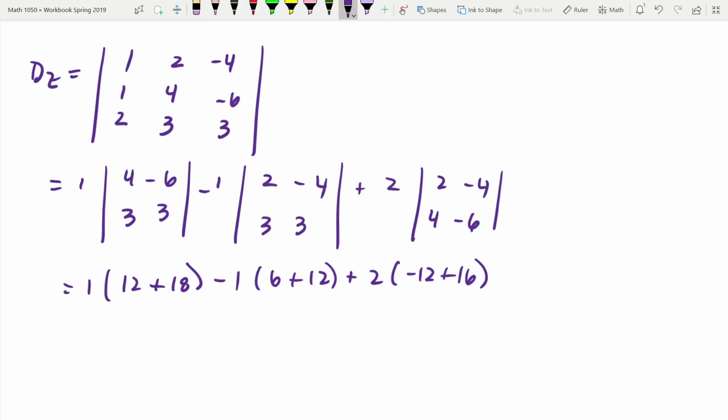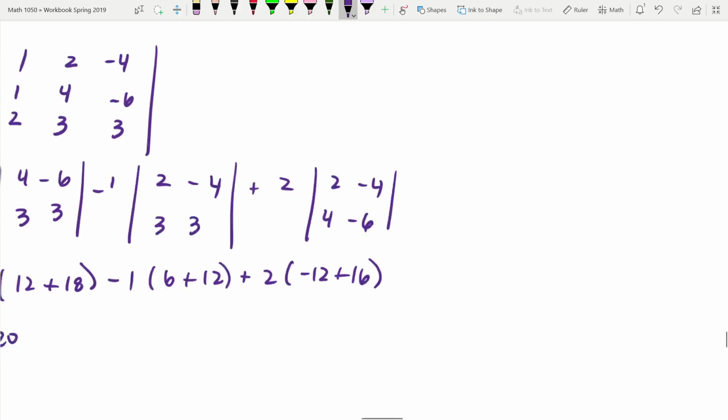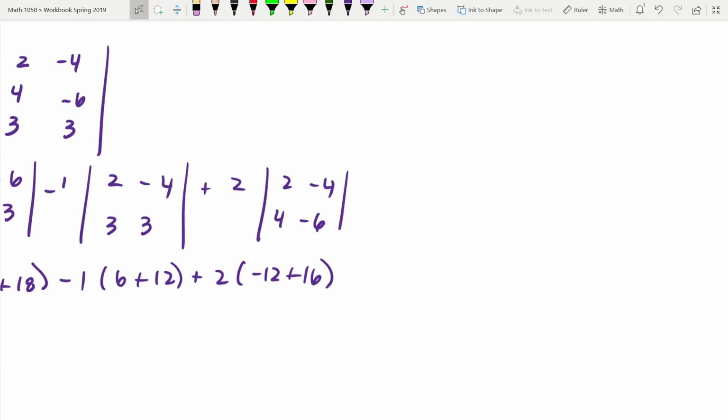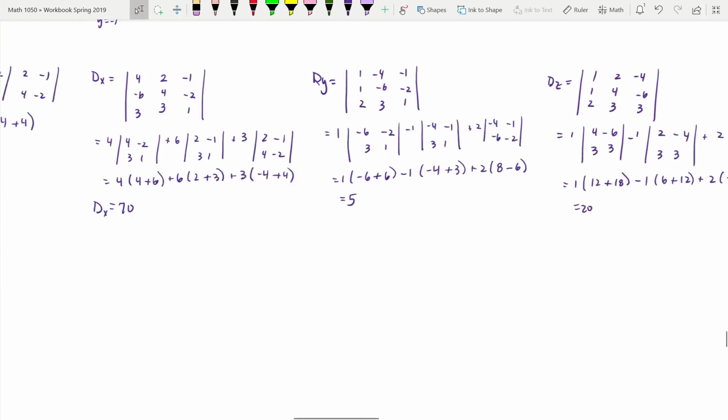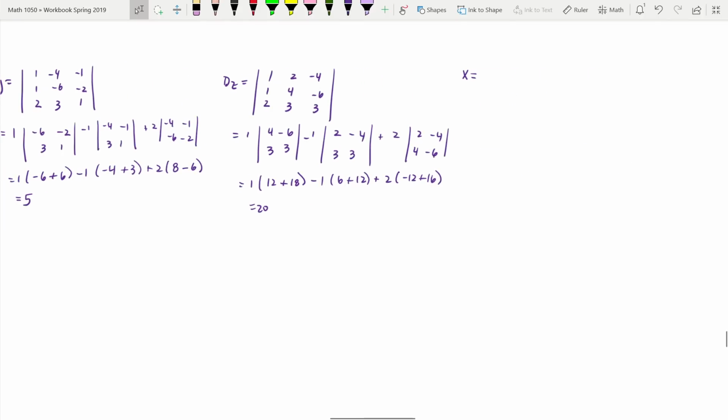And you get 20, okay? And I'm feeling good because all these numbers, 20 or 5 goes into all these numbers. So to find x, you take your d sub x, which we found to be 70, and you divide it by d, which is 5, and 70 divided by 5 is 14.